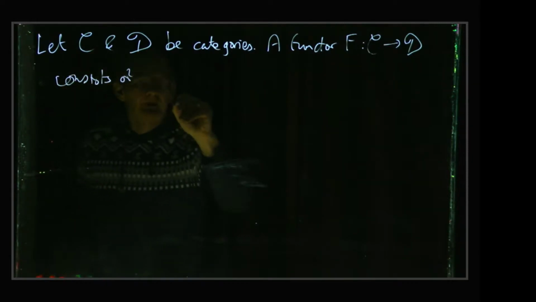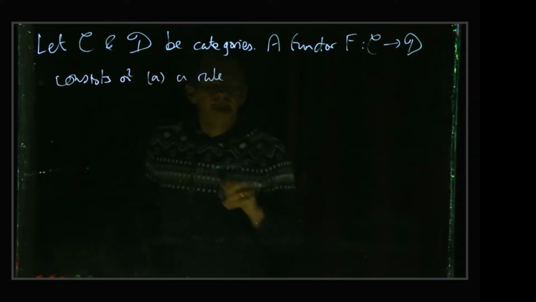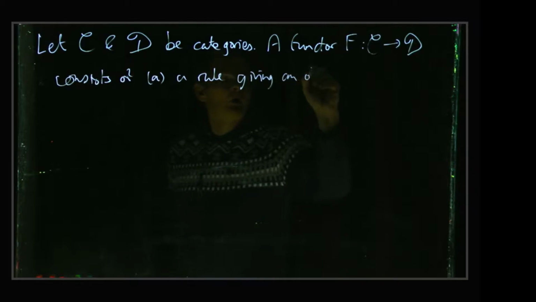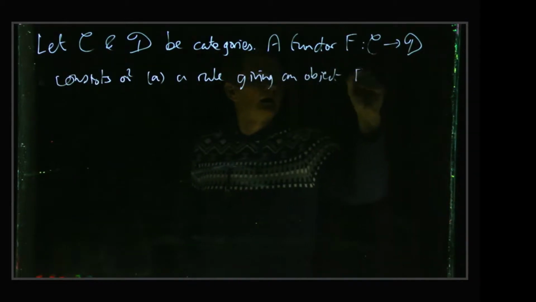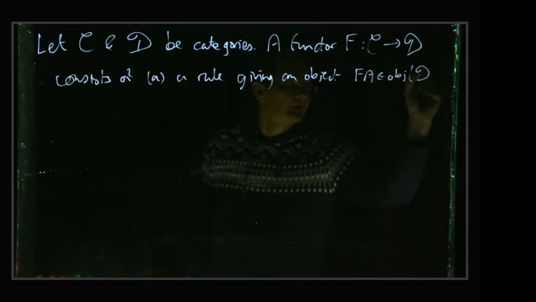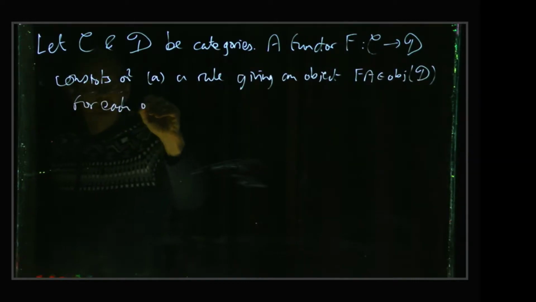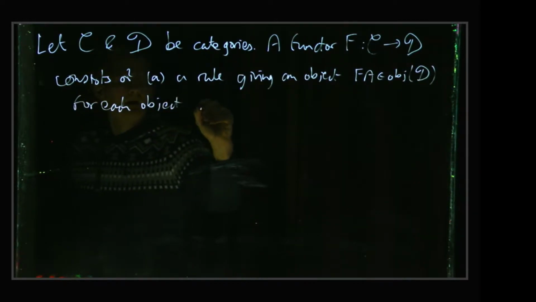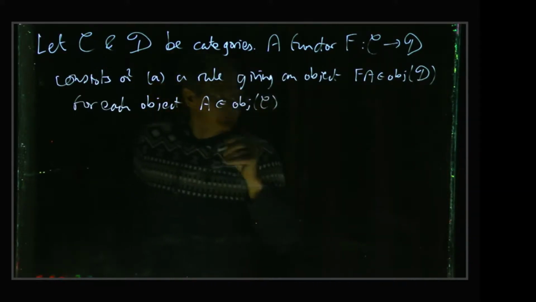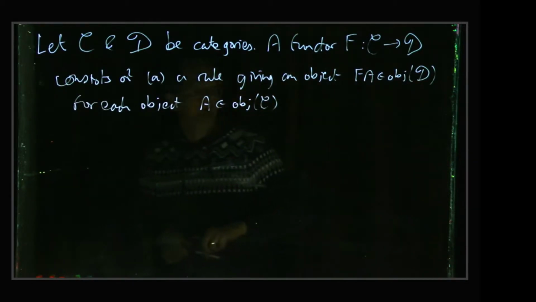two ingredients. So firstly, a rule giving an object FA of the second category D for each object A of C. Okay, so this first ingredient is a way of converting objects of C to objects of D, if you like.